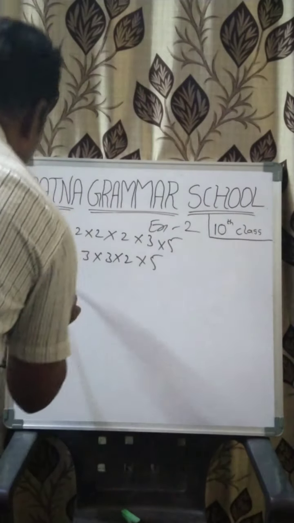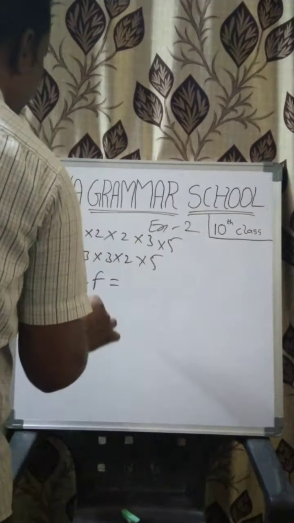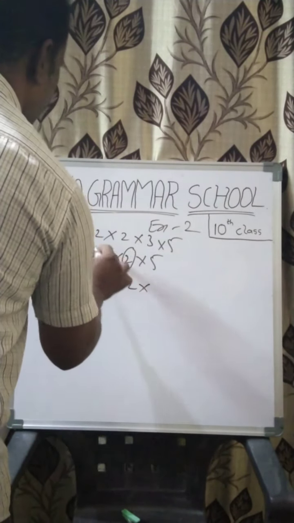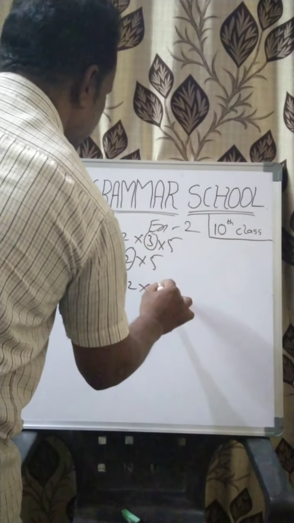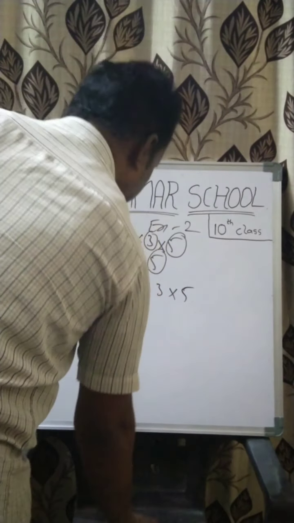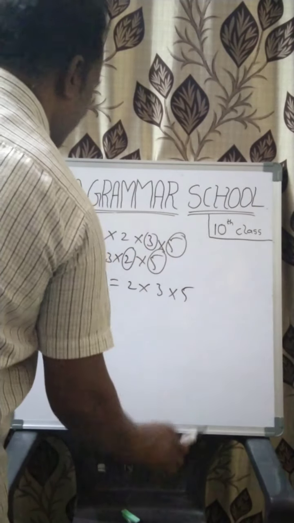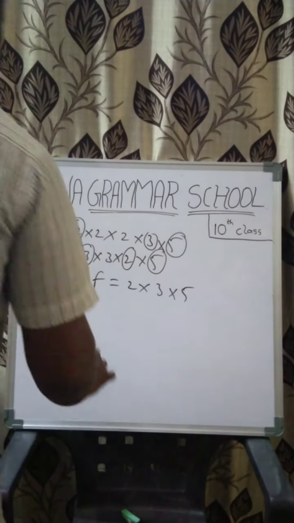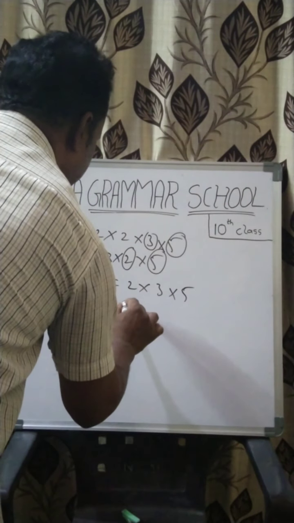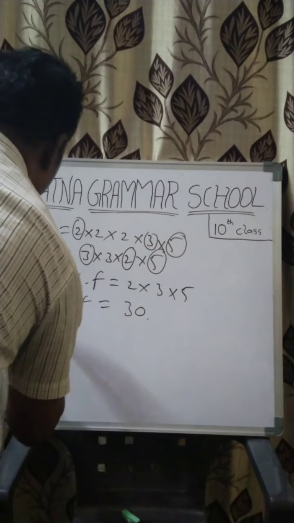Here, HCF means highest common factor. Take the common numbers. 2 is common, one 2. Again 3 is there, 3 is there. Again 5 is there, 5 is there. Write the 5. Only multiply the common factors in both prime factorizations. So HCF equals 2 sixes are 6, 6 threes are 18... 2 times 3 is 6, 6 times 5 is 30. So 30 is the HCF.